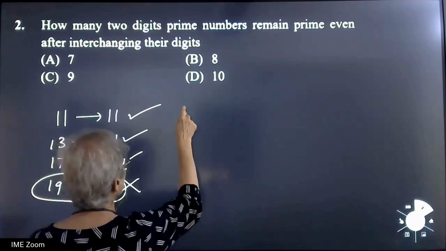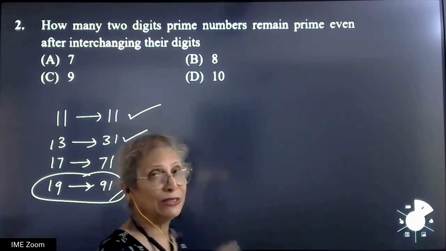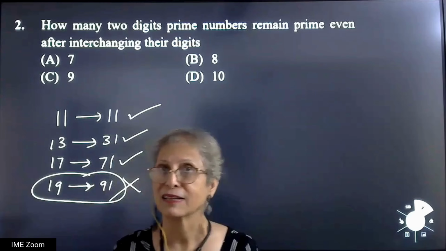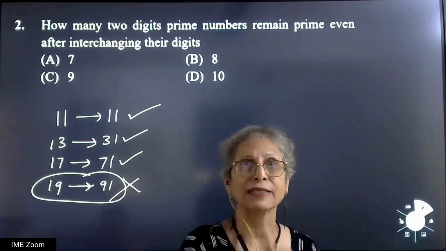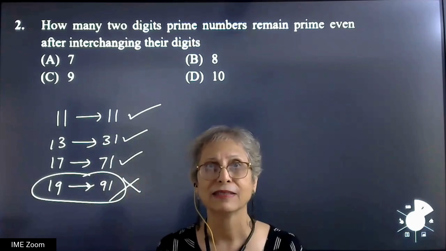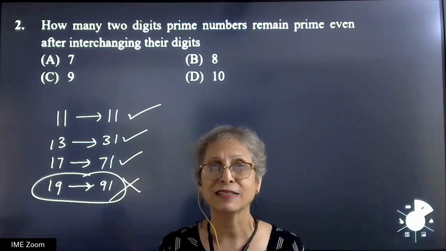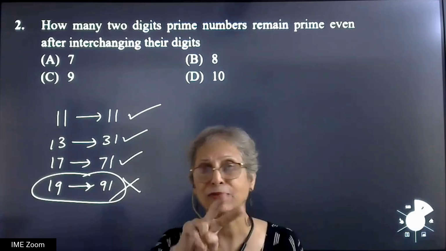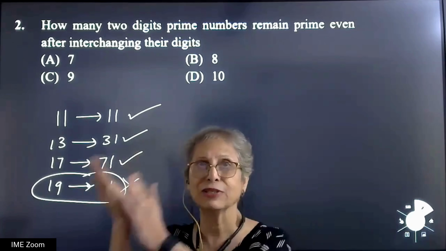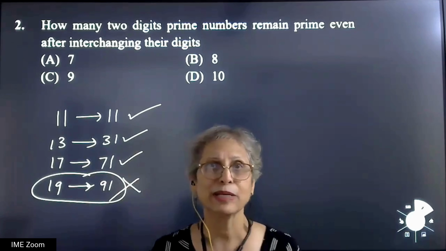Then let us see next. Now, one thing you remember. Don't consider those primes starting with an even digit, like 23, 43, 67, because after interchanging, that digit will go to the units place and then it will become even.